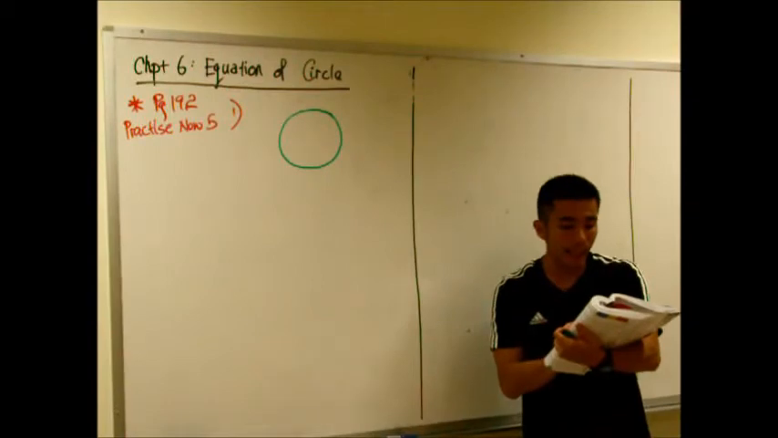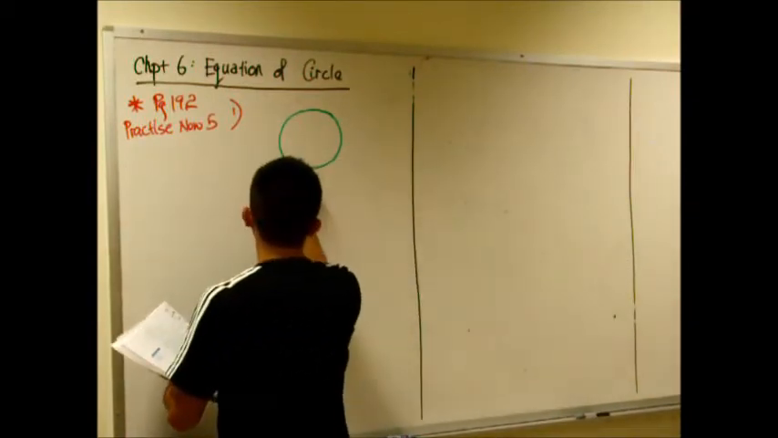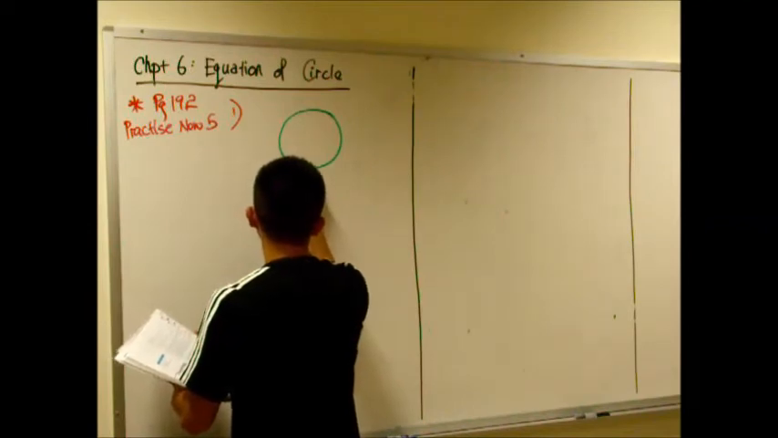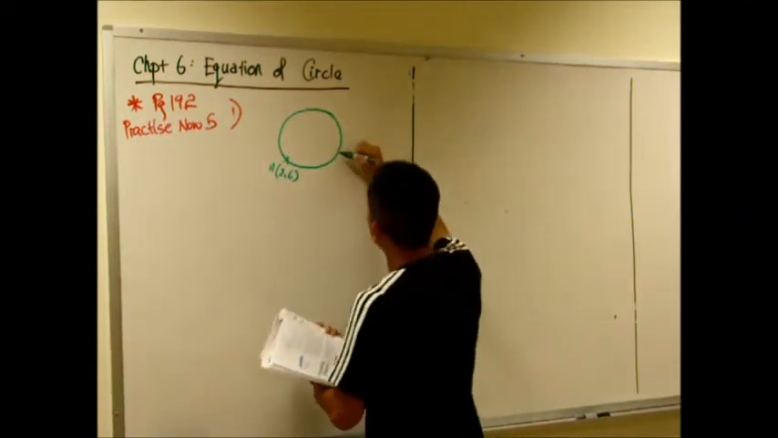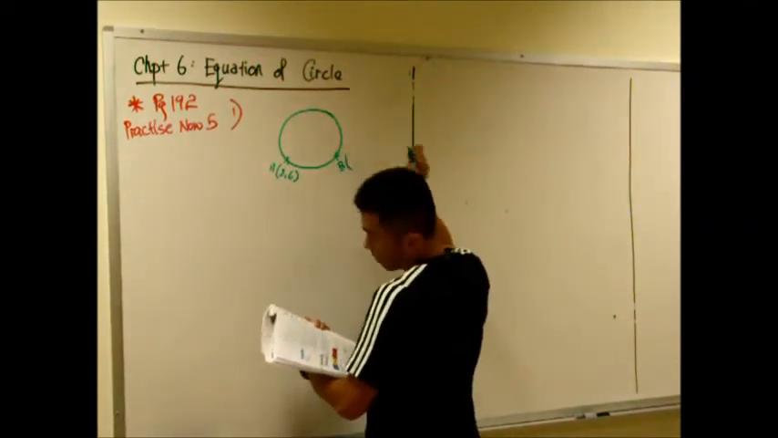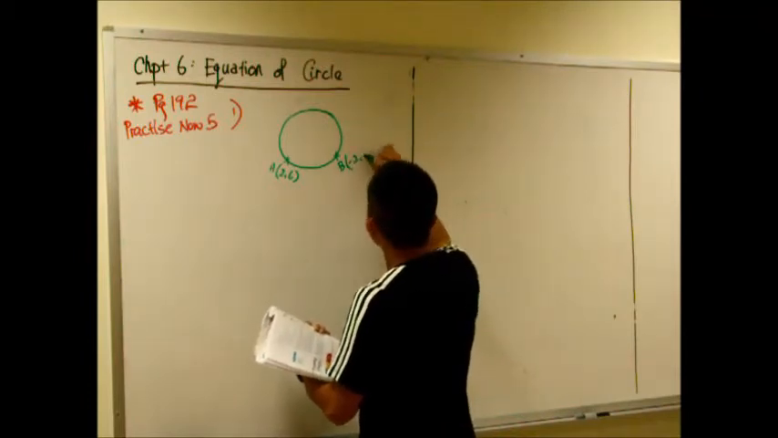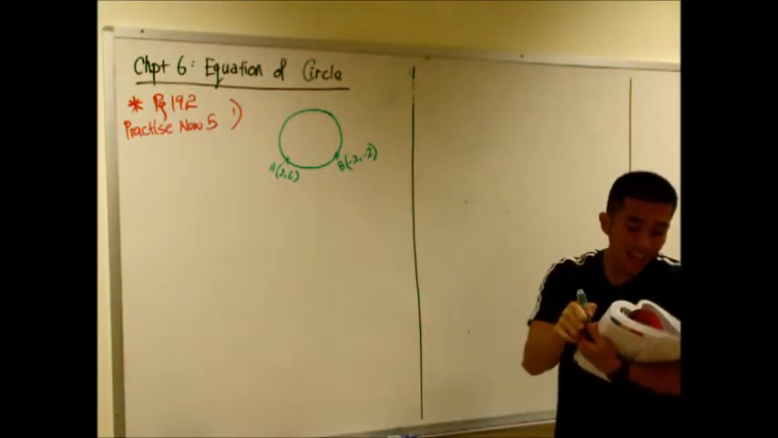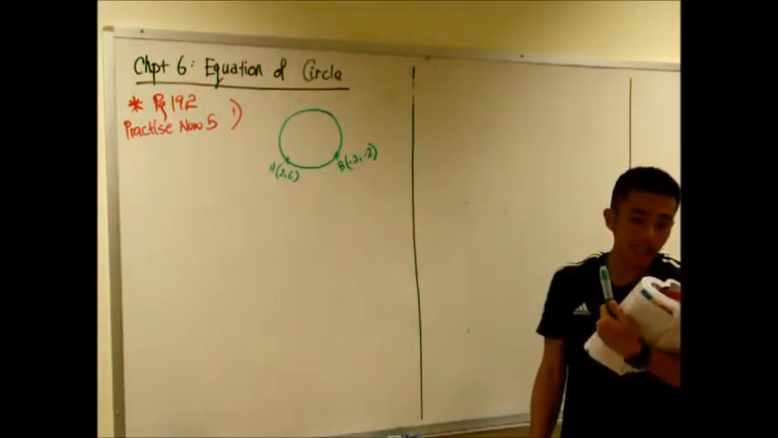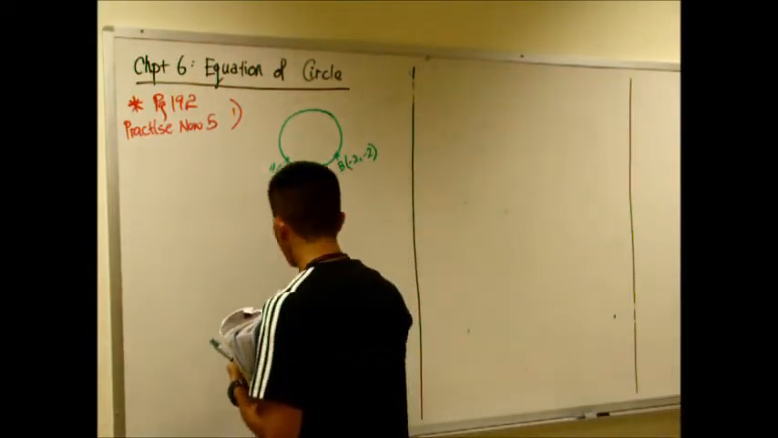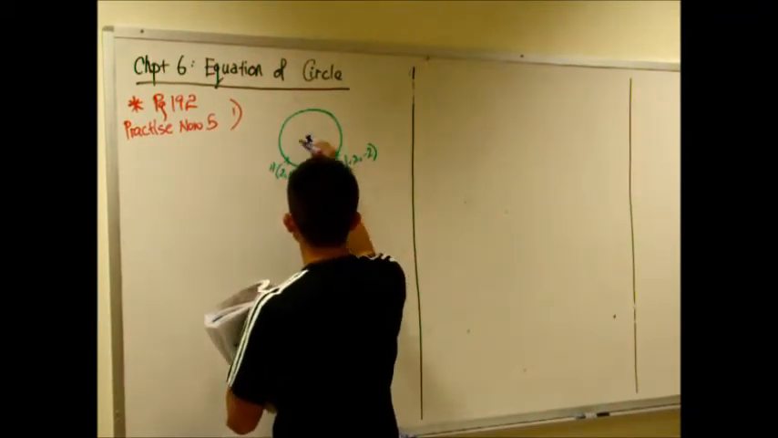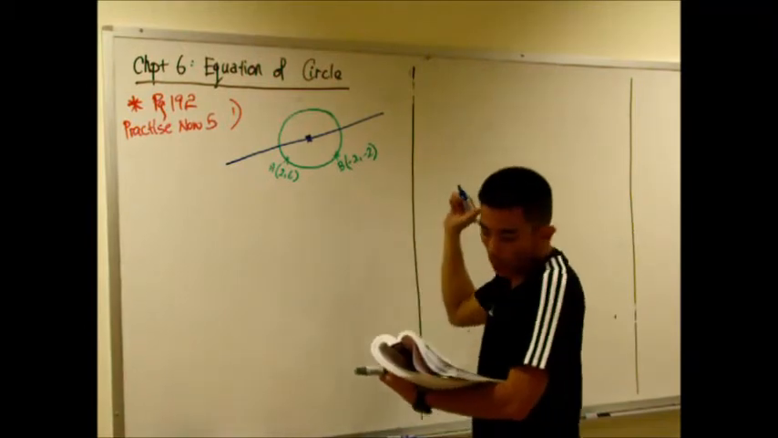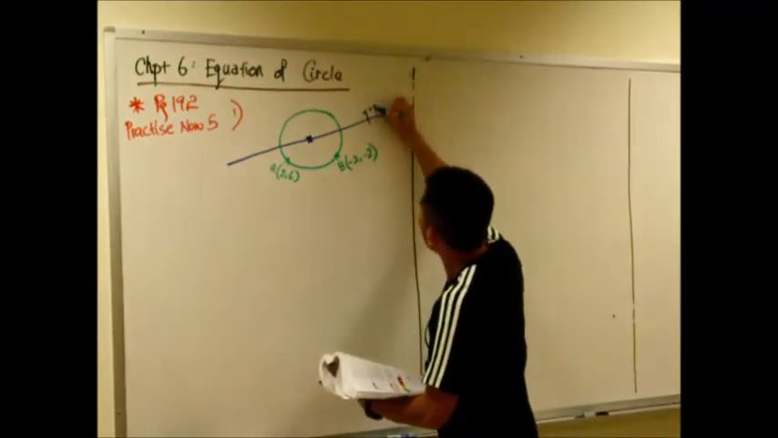So what they are saying is there is a point A, the coordinate is (2, 6). That's another point B, (-2, -2). And the center lies on the line y = x + 1. So this is the center, and it lies on this straight line called y = x + 1.